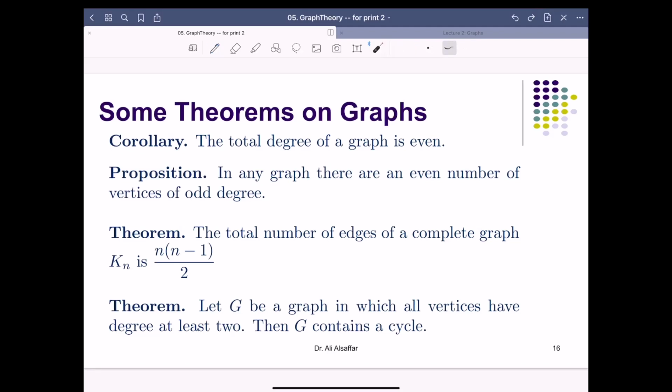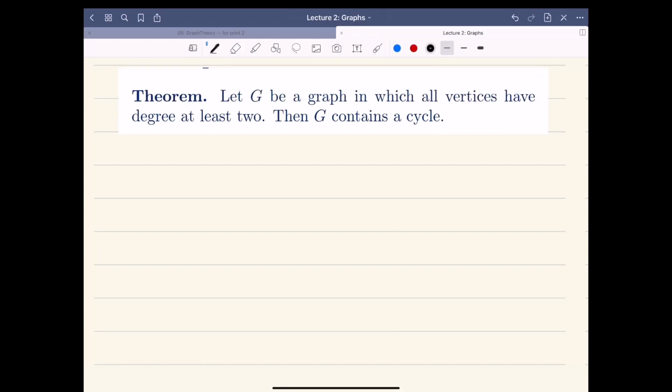For the last example, let G be a graph in which all vertices have degree at least 2. So the degree of each vertex is at least 2. Then prove that G contains a cycle. Now for the proof, we first consider if the graph has a loop, then it has a cycle of length 1. And if it has parallel edges, then it has a cycle of length 2. And this verifies that the graph has a cycle.